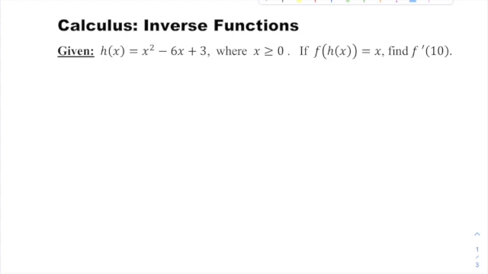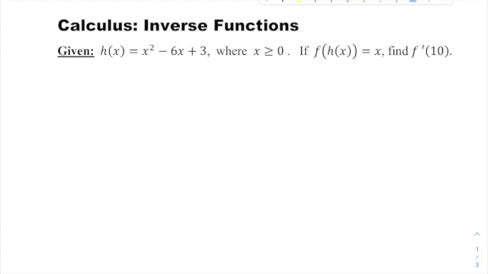So given h of x is x squared minus 6x plus 3, and for the domain x is greater than or equal to 0, if f of h of x equals x, find f prime of 10. Now, first of all, finding f prime of 10, it would be great if we had the equation of f of x, because then I could easily take its derivative, f prime, and then just plug in 10. But nowhere in this problem do I have an equation for f of x.